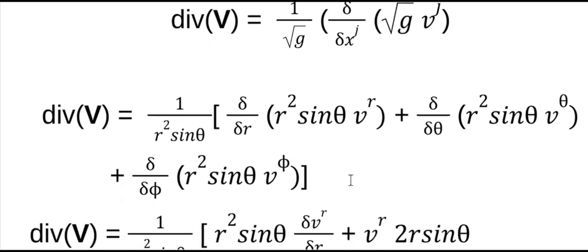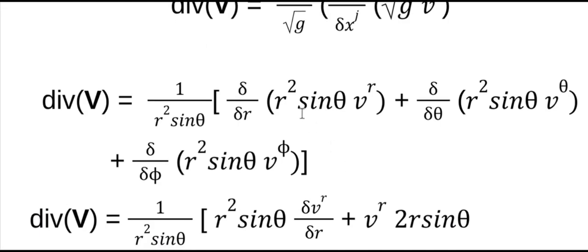Okay? So let's see. Now this and this are both products, functions of r, so we have to use a product rule here, right? Sine theta is just a constant, so it's going to be the first times the derivative of the second plus the second times the derivative of the first. So the derivative of this with respect to r is 2r. We keep the sine theta.